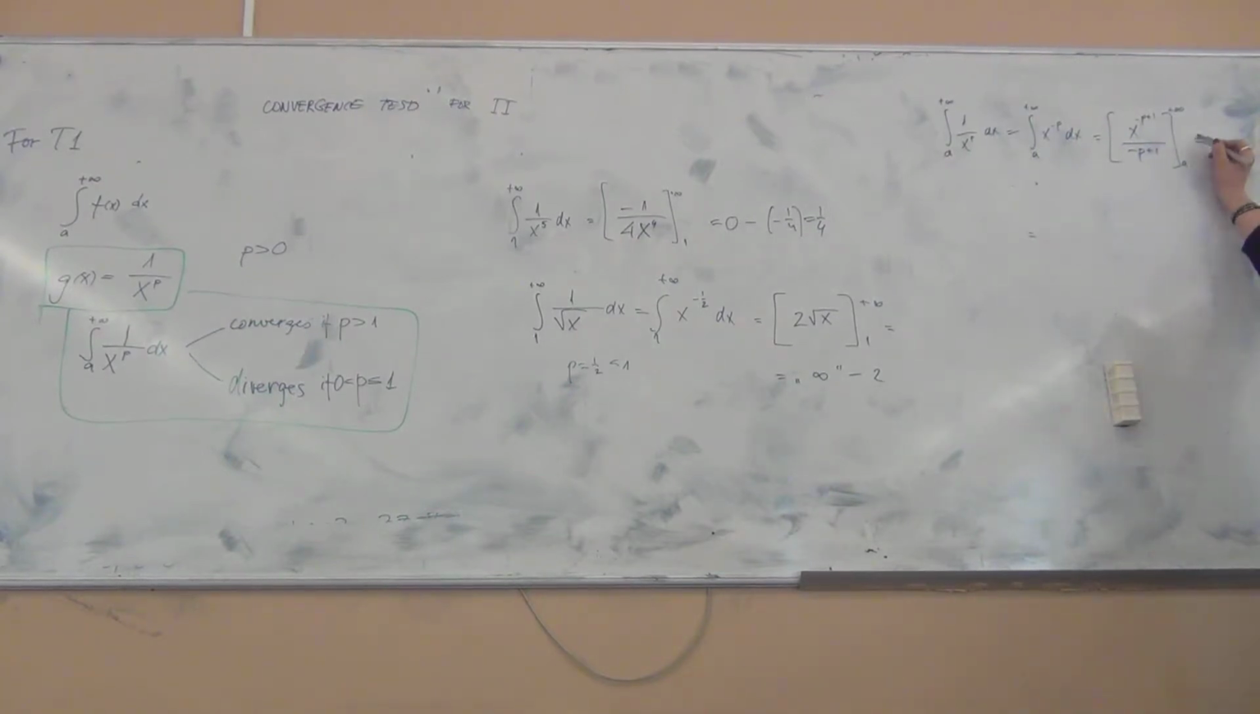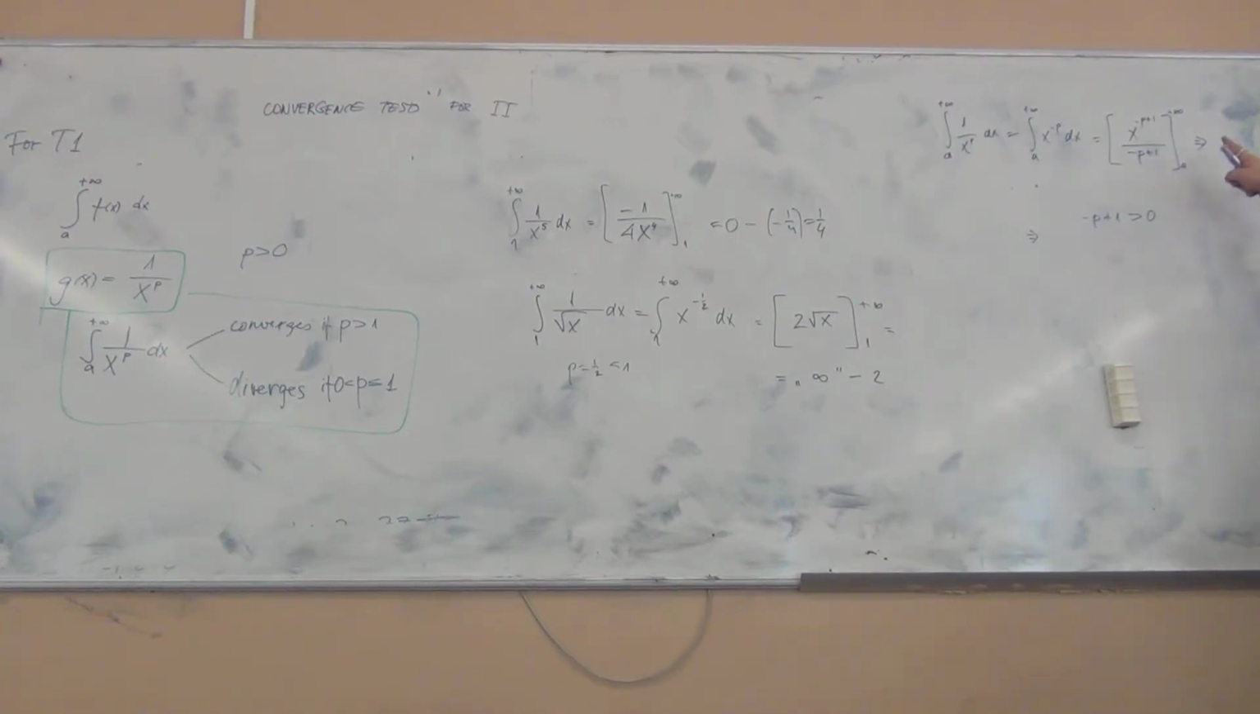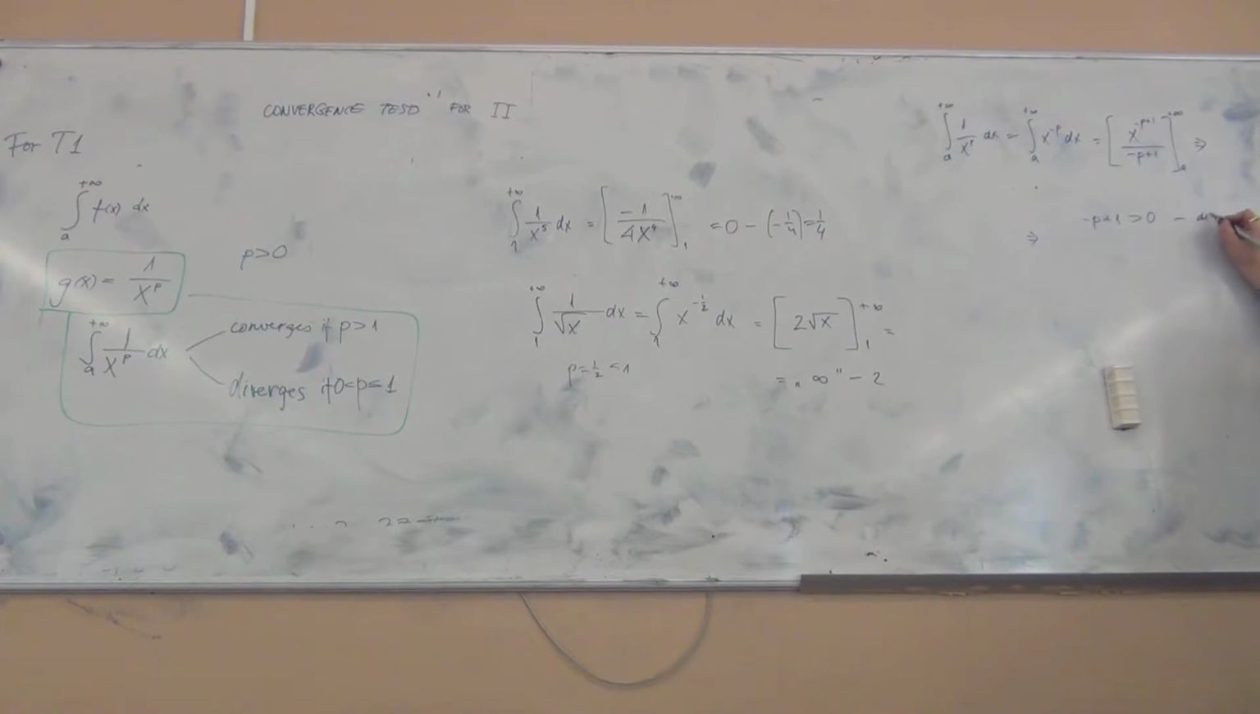So in other words, what we can see is, if minus p plus 1 is positive, in other words, if x to this power is up there, x to a positive power, then what we have is a divergent integral, because putting in infinity instead of x will give us infinity. So this will be divergence, so that means that p is less than 1. If p is less than 1, I have a positive exponent, and therefore x being infinity gives us infinity.